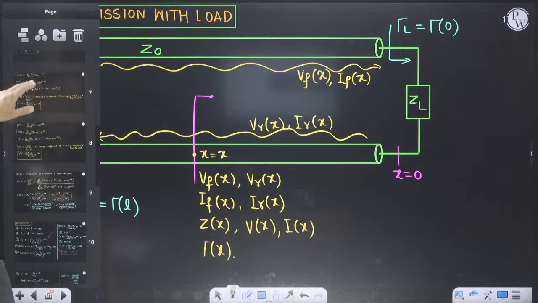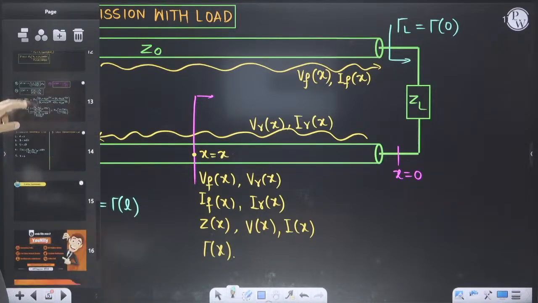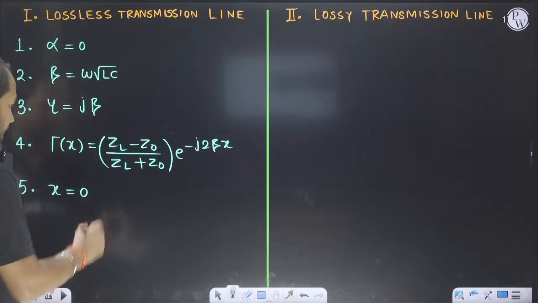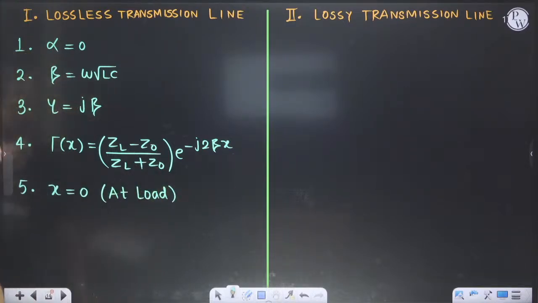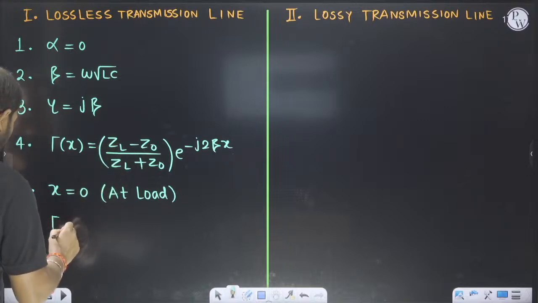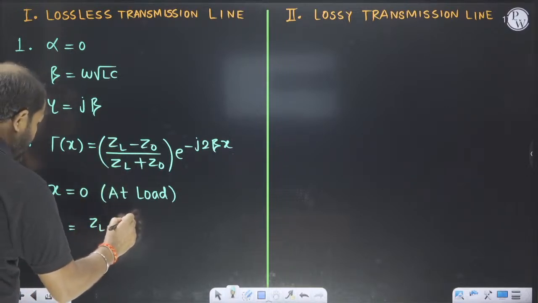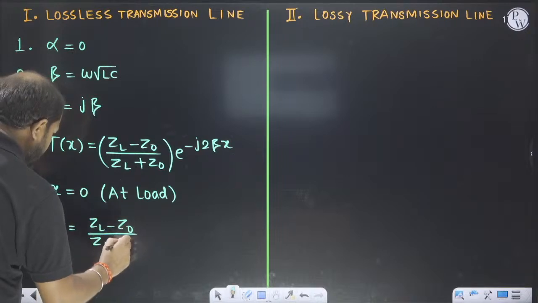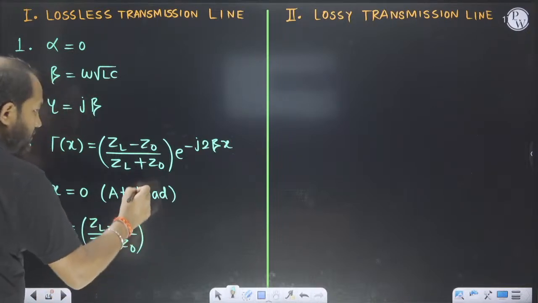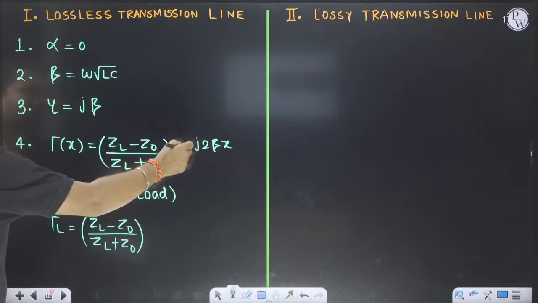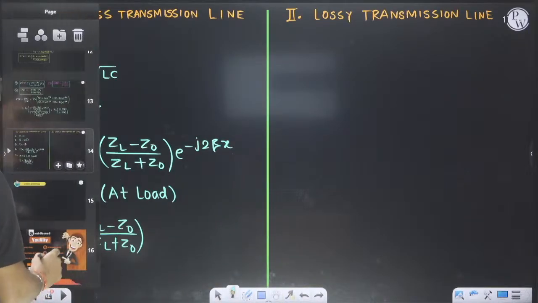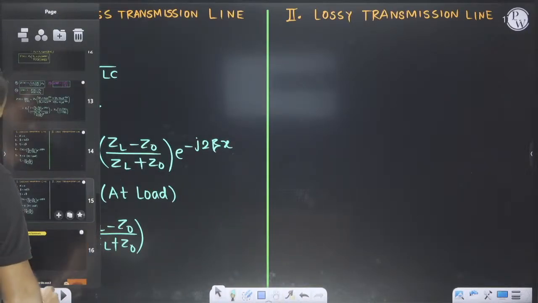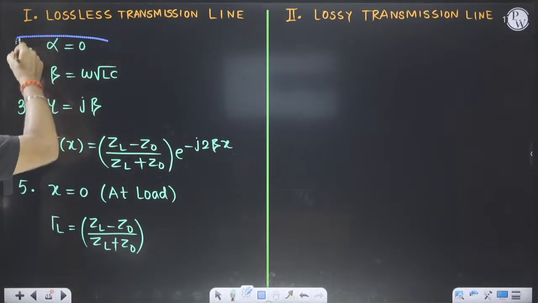So there are two types of reflection coefficient. First one is at load, x is equal to 0. That means gamma L is (ZL minus Z naught) divided by (ZL plus Z naught). So this is our formula for gamma L, and if I put x is equal to 0, the exponential term will become 1. Then after, we will discuss input reflection coefficient.